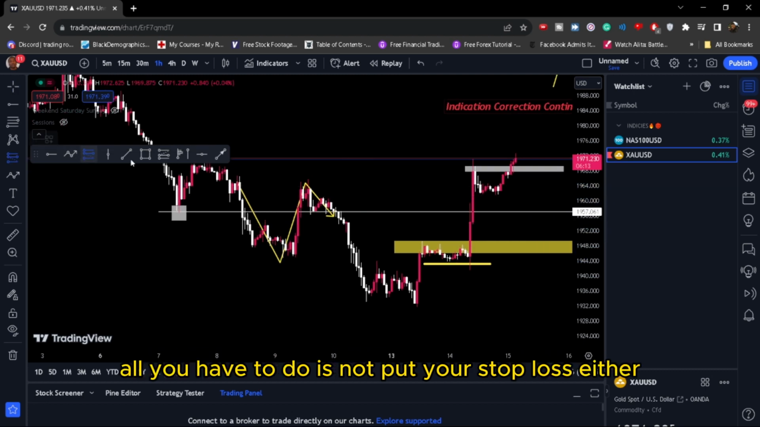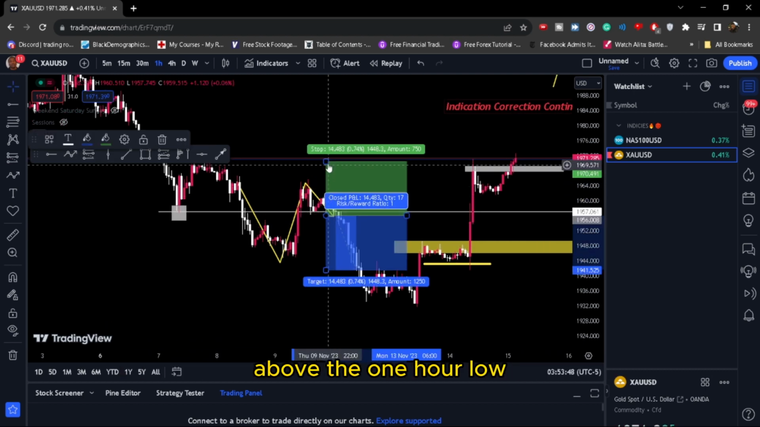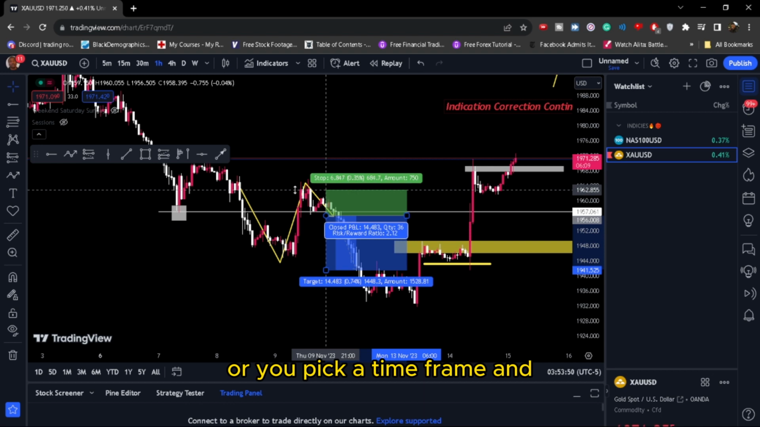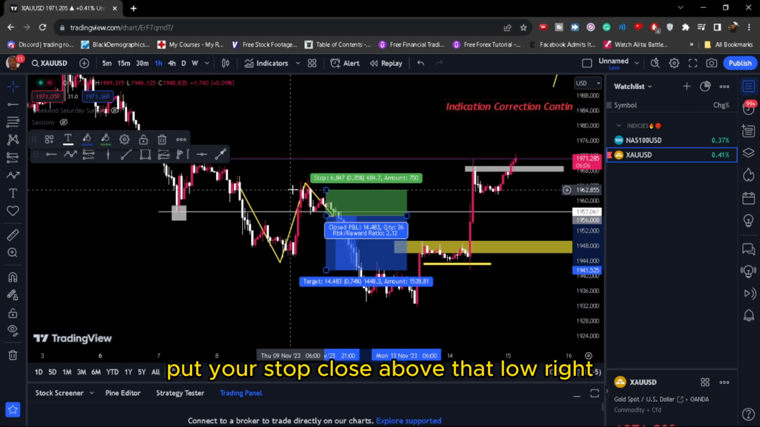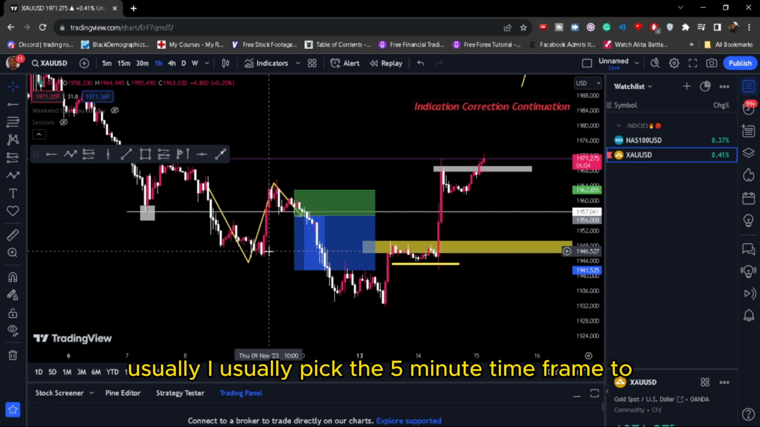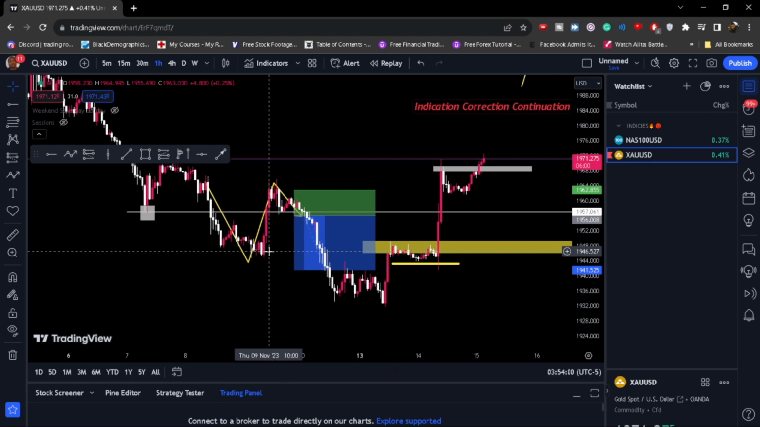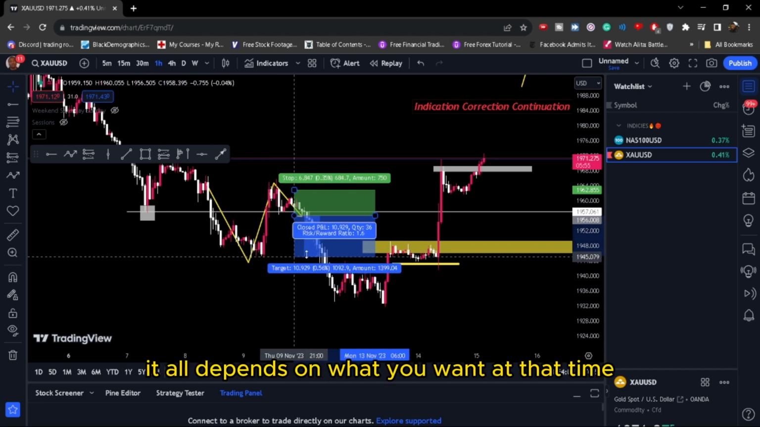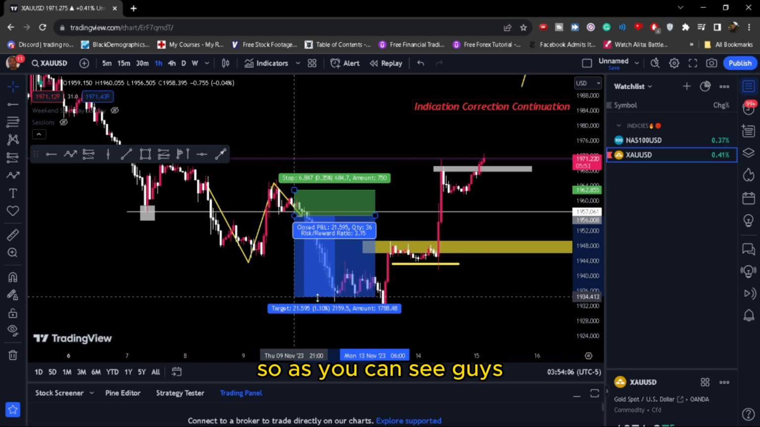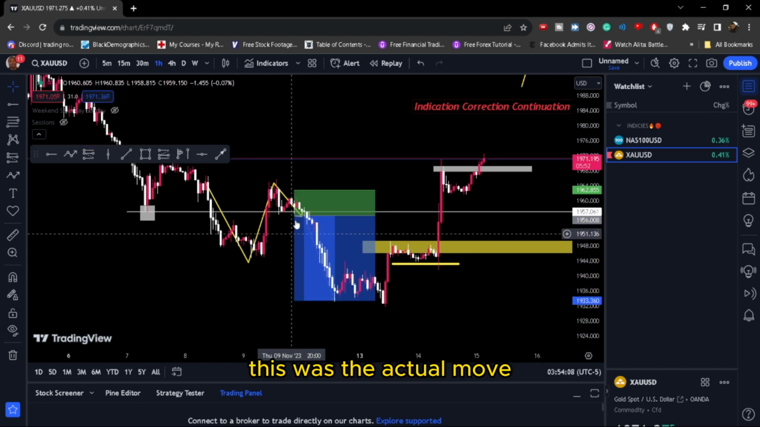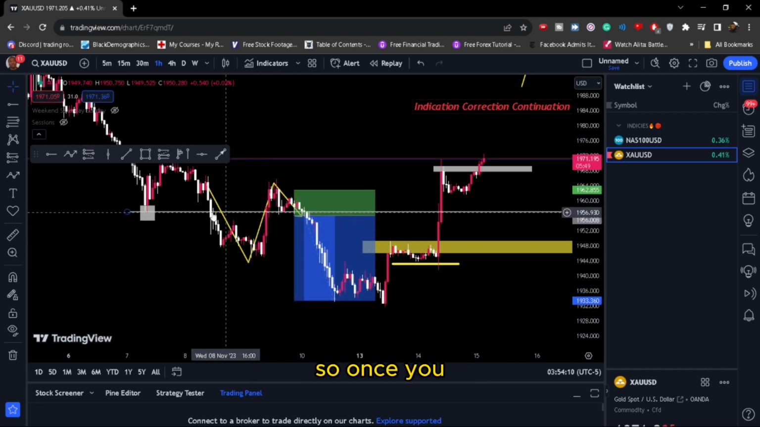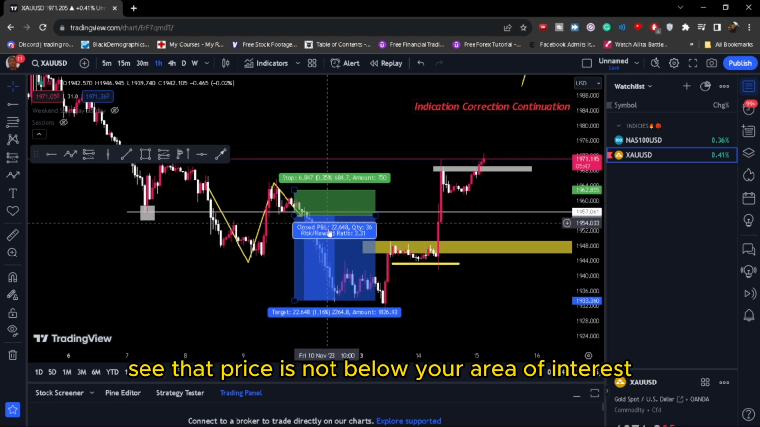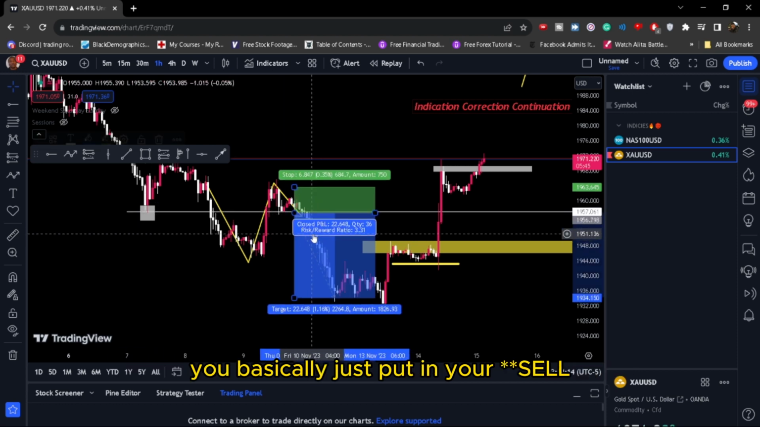All you have to do is now put your stop loss either above the 1 hour low, or you pick a time frame and put your stop loss above that low, right? So in this case, I usually pick the 5-minute time frame to put my stop loss above it, but it all depends on what you want at that time. So as you can see, guys, this was the actual move. Once you see that price is now below your area of interest, you basically just put in your buy.